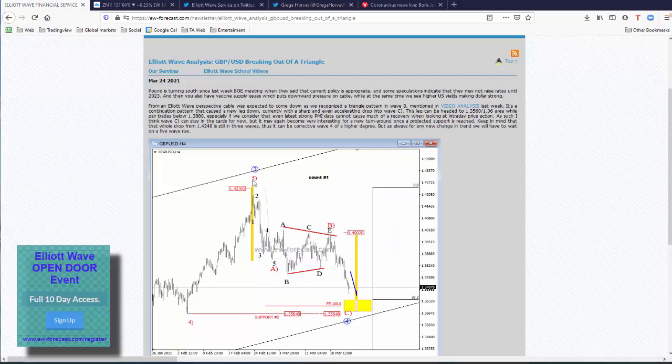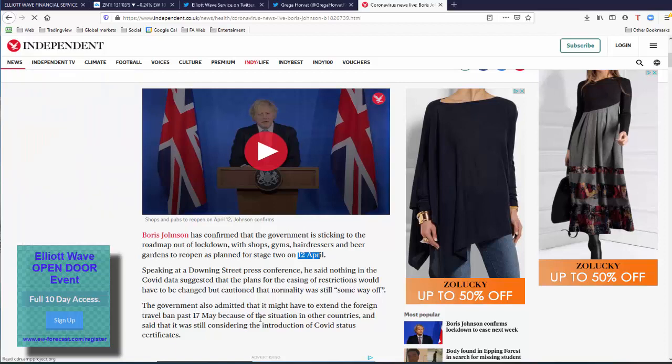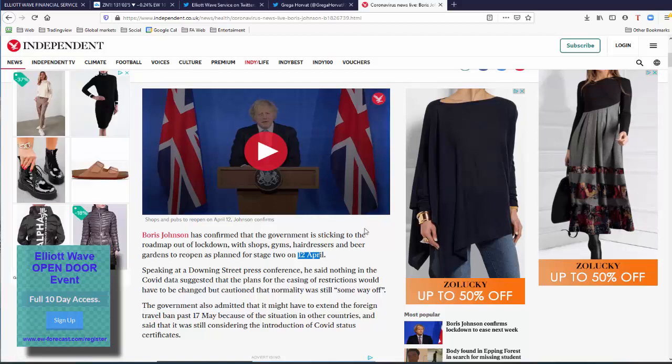So what is probably the most important is that Boris Johnson has confirmed that the government will stick to its plan, meaning they will reopen the economy on April 12th. And this is very important because traders, investors, everyone will have trust in the government, and of course this will also be reflected on the markets. So it's not surprising to see even a nice jump today on cable, and I think this could bring even more upside.